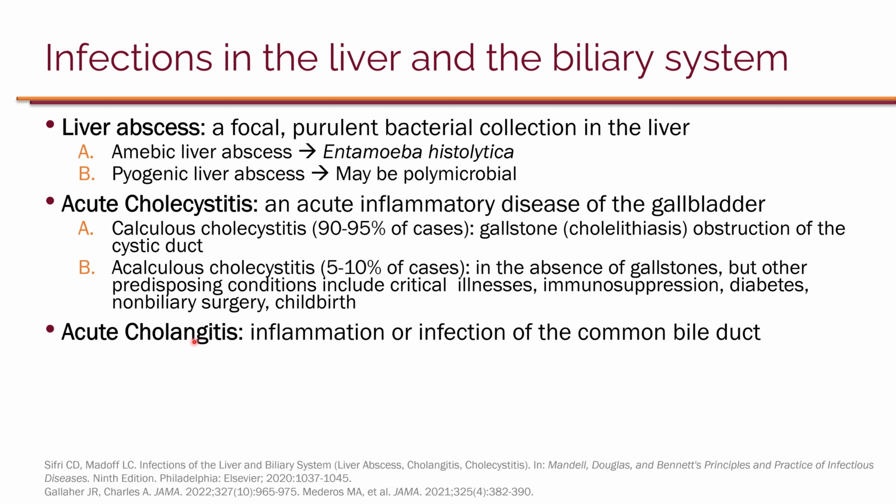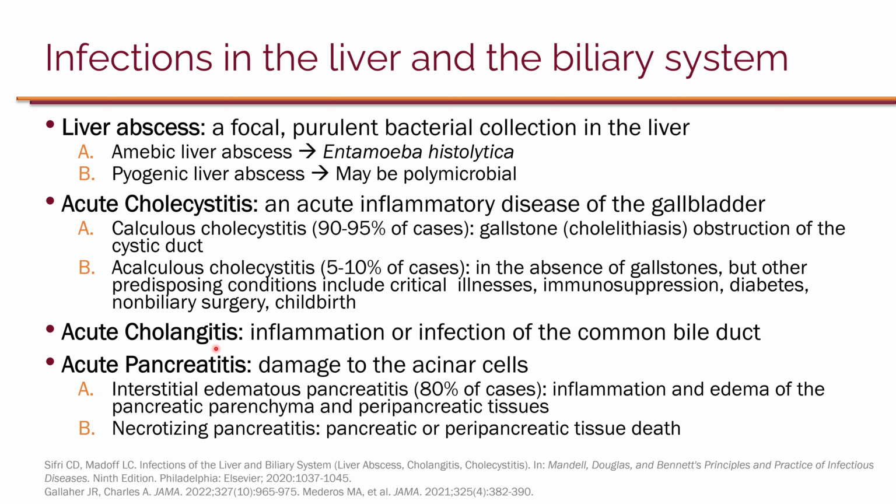Then we have acute cholangitis, which is essentially inflammation or infection of the common bile duct. And then lastly, we have acute pancreatitis, which is damage to the acinar cells in the pancreas. We can think of it as interstitial edematous pancreatitis, which is about 80% of cases, and necrotizing pancreatitis, which is the remaining 20% of cases. Interstitial pancreatitis does not involve infection.